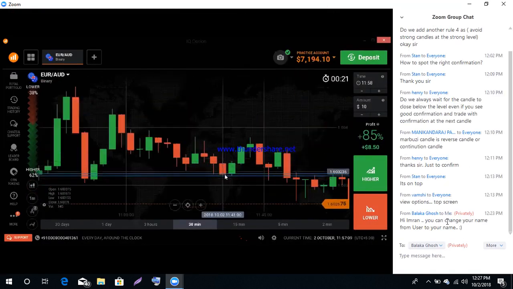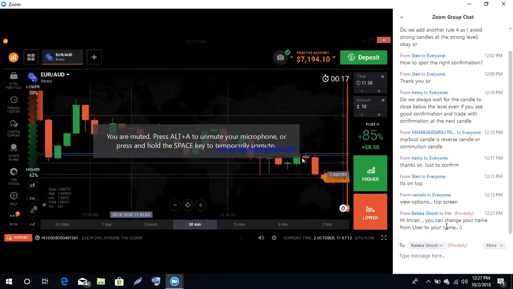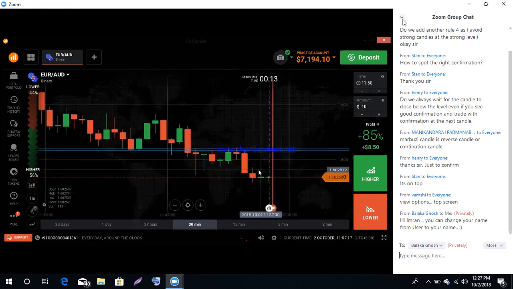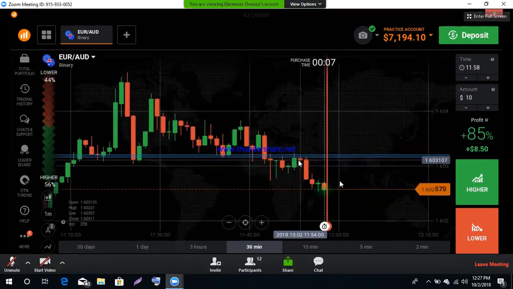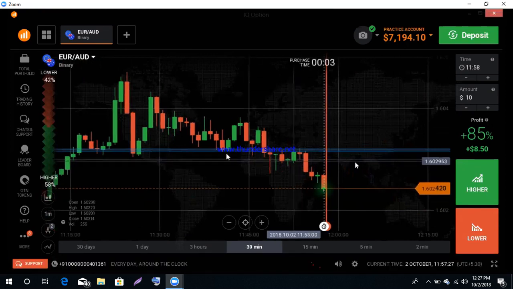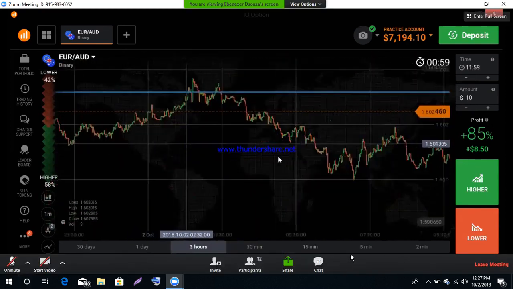This candle closed below the level, and this candle closed below the level with rejection. You can trade on the next level. For the first time you can trade without any confirmation, but if you trade with confirmation, it will be a sure shot of winning for you. When you trade with confirmation, it will be good.